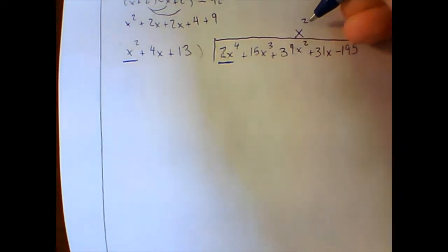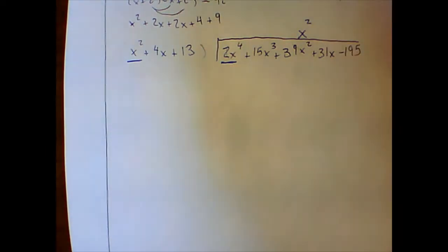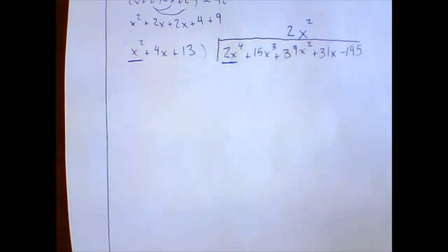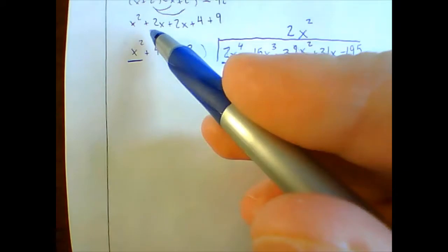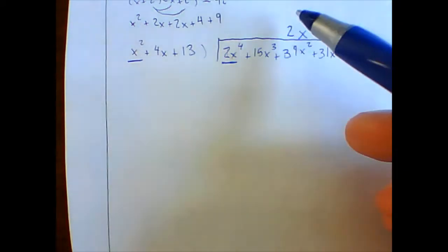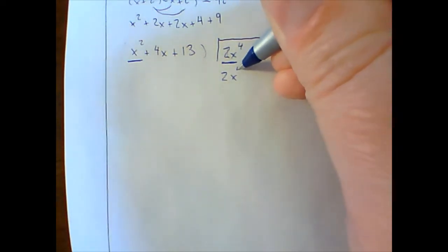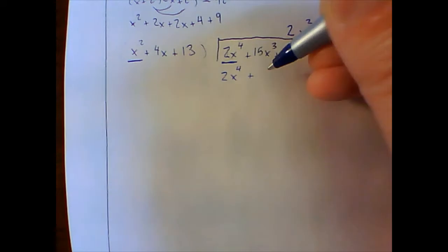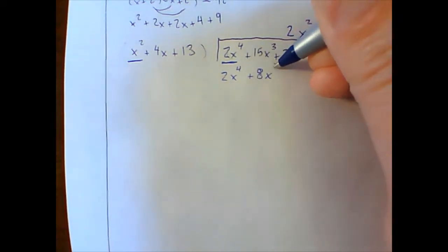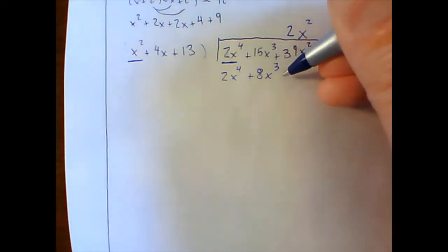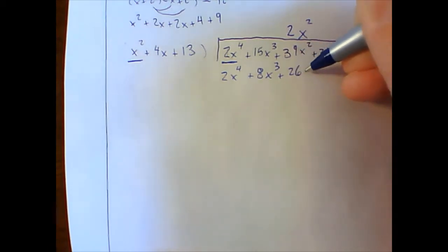Okay, x squared times x squared will get us the x to the 4th, and then we need a 2 to get the number. Remember, you're just doing first terms, but when you multiply everybody, we get 2x to the 4th plus an 8x cubed, so watch your exponents, plus a 26x squared, 2 times 13.